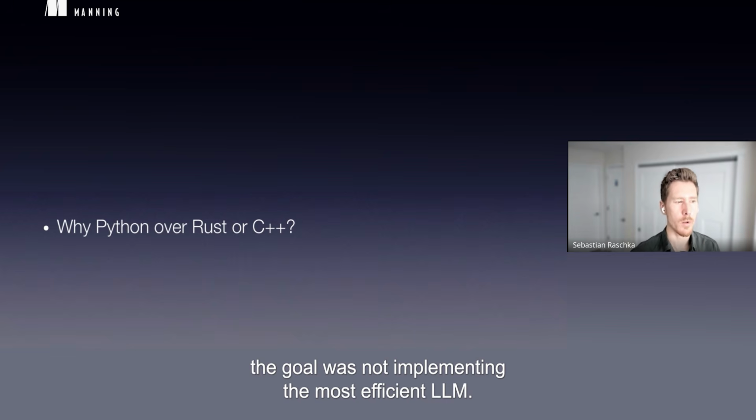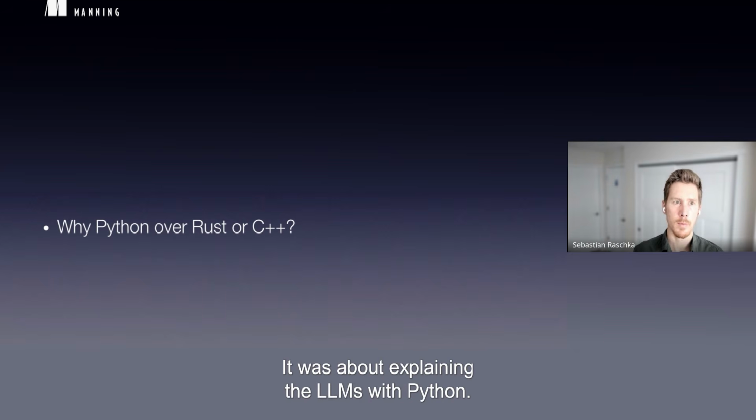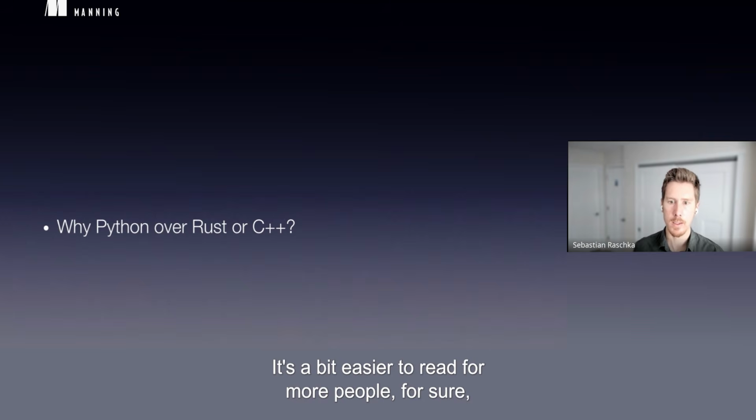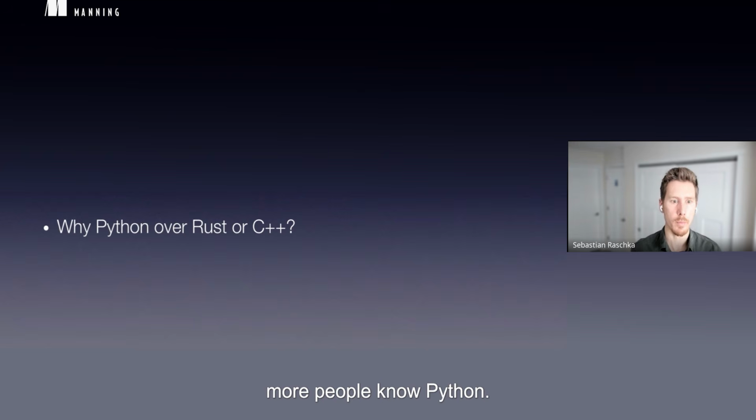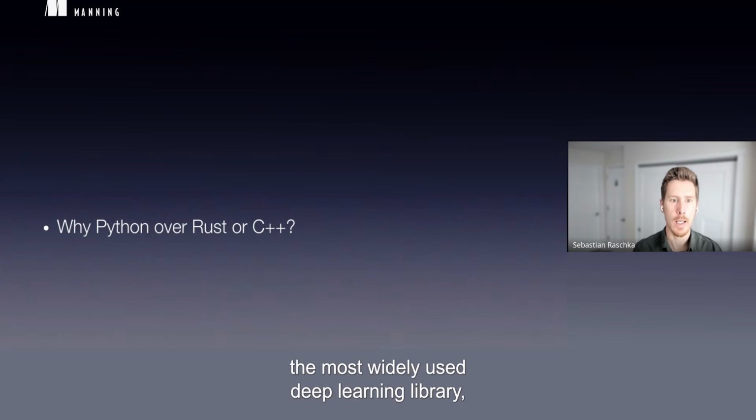For the book, the goal was not implementing the most efficient LLM. It was about explaining the LLM. So Python is a bit easier to read. More people, for sure, know Python, making it more accessible. But also because PyTorch, the most widely used deep learning library, is implemented in Python or has a Python API.